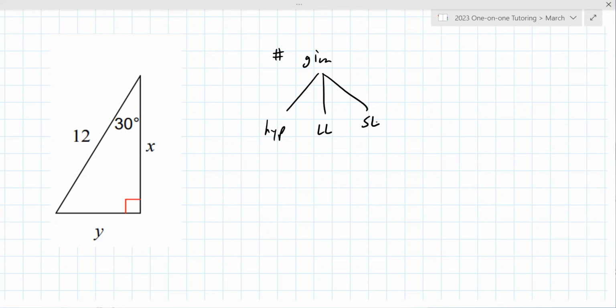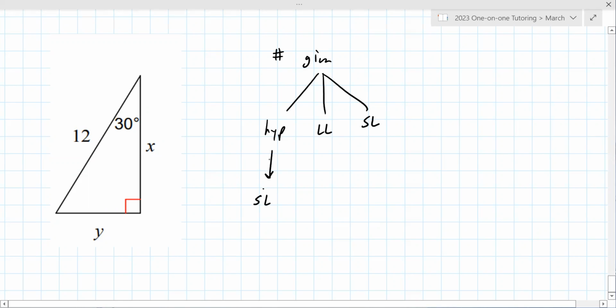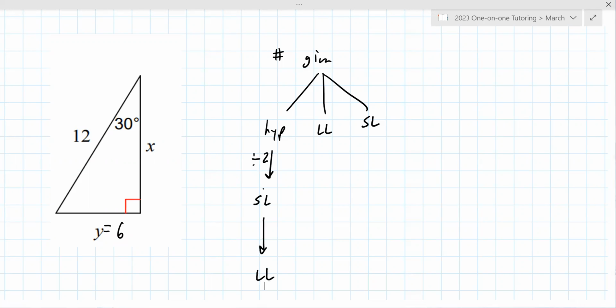The hypotenuse. So what do you find after you get the hypotenuse? You'd have to find the short leg. So you divide by 2 to do that. Which is the short leg, is it X or Y? It would be Y. So what does Y equal? Y equals 6. Yes. And then you have to go short leg to long leg, and then that would become just 12.